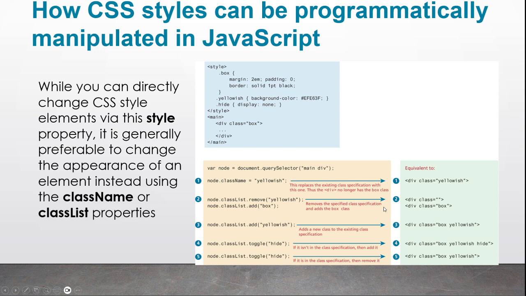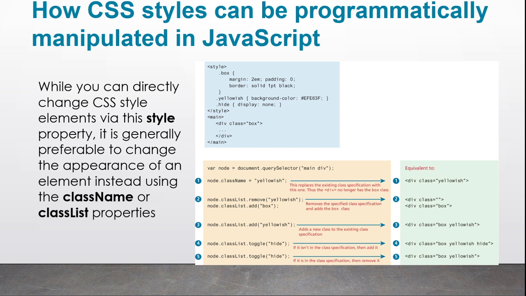Now, the cool thing is that JavaScript built in, using class list, has something called a toggle. And what a toggle is, using the classes, it looks and it says, hey, is this class already on here? And if it isn't, it adds it.